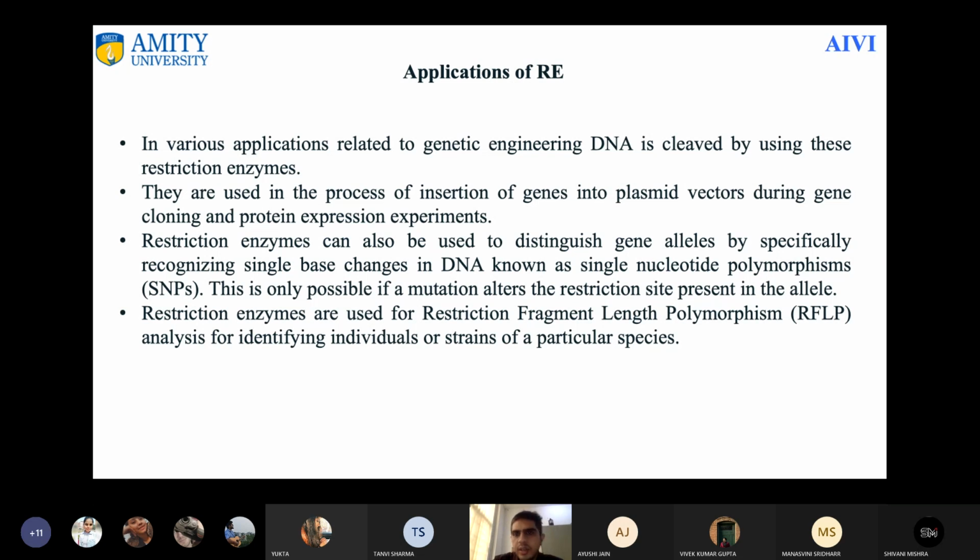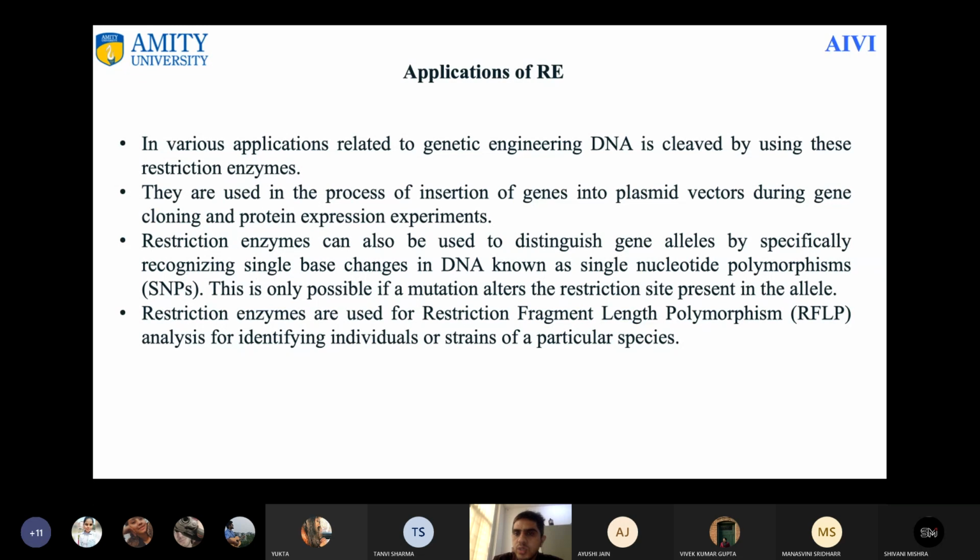It has various applications in your genetic engineering. As I mentioned, it is cleaving. So wherever you have the cleaving role, you need restriction enzymes. They are used for insertion of genes. If you want to insert a gene, you have to process it. For the insertion, you have to digest your vector and you have to digest your gene of interest. So you need restriction enzymes in that case.